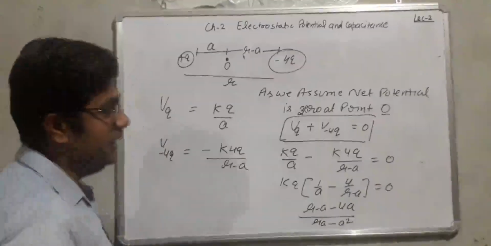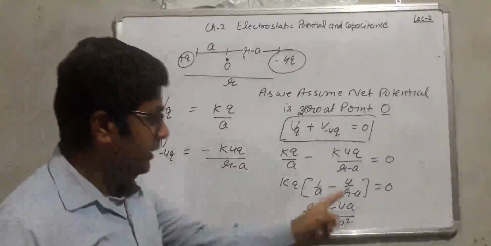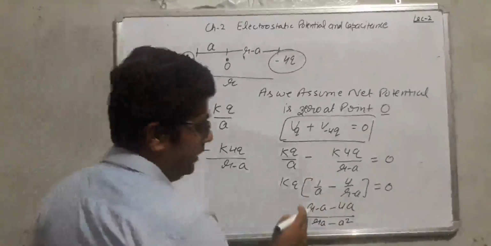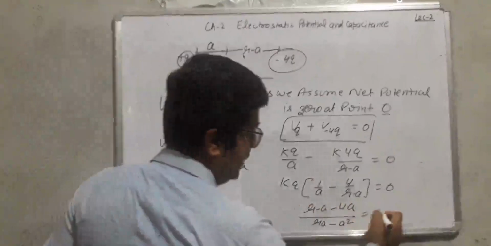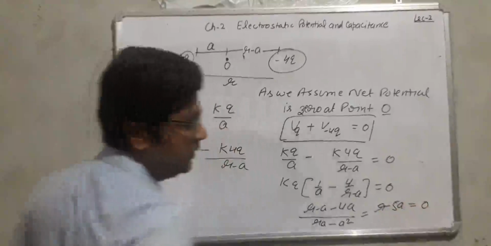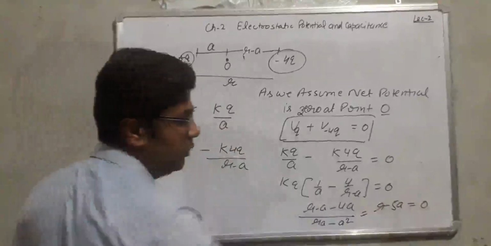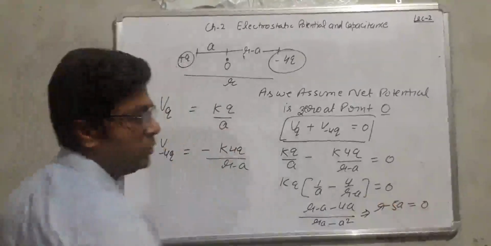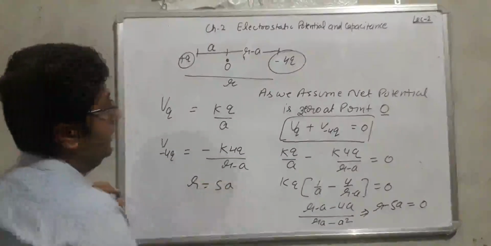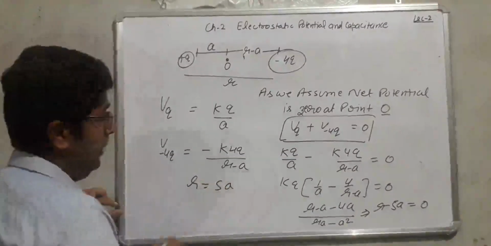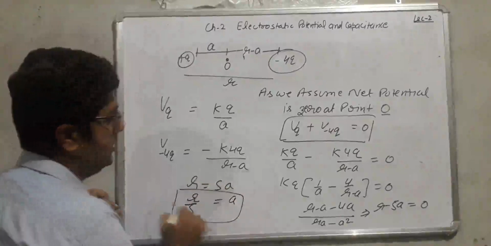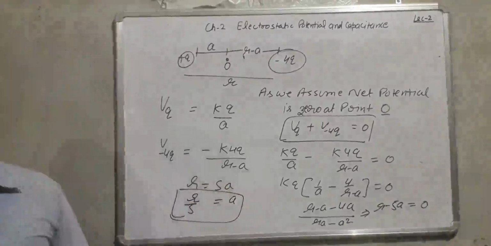I just multiply it by taking the LCM. These two are multiplied and these two are cross multiplied. Now it becomes r minus 5a is equal to 0, because this part goes to that side and 0 stays 0. So r is equal to 5a. So a is equal to r by 5. So this is the point where the net potential will be 0.